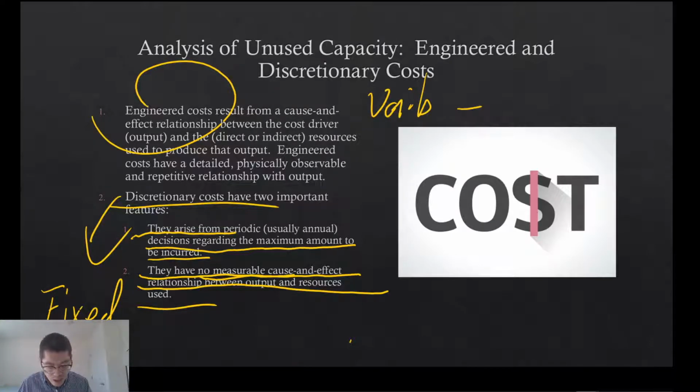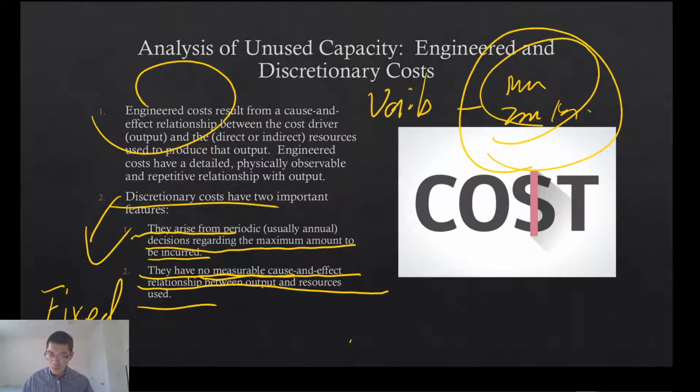So we have direct variable cost and indirect variable cost. It doesn't matter if you have an explicit causal relationship or not. If it varies with the output level, then it's an engineered cost. If it really isn't affected by output activity level, then it's a discretionary cost. As long as we invested in it, it's a done deal, and it will not be changed by any other decisions in the future.